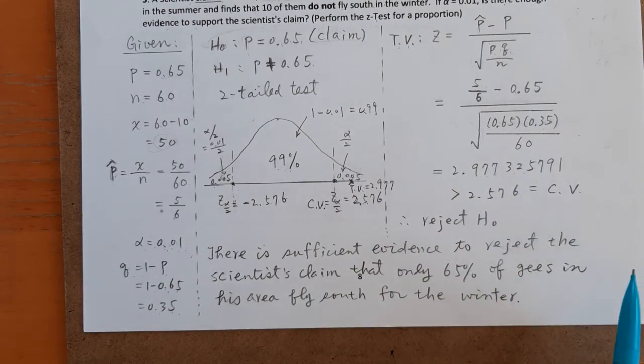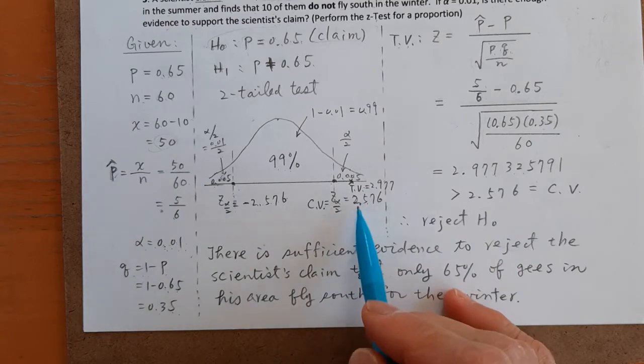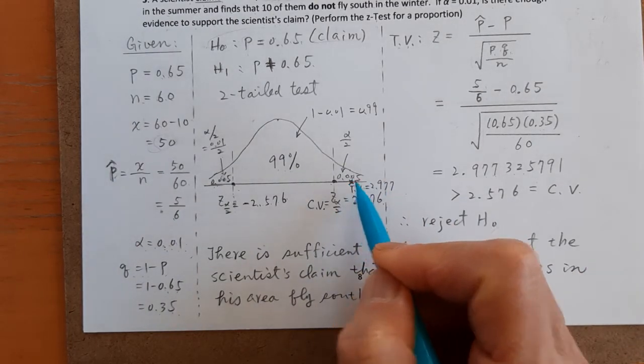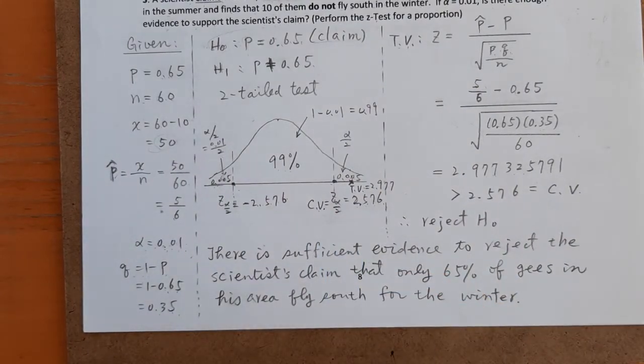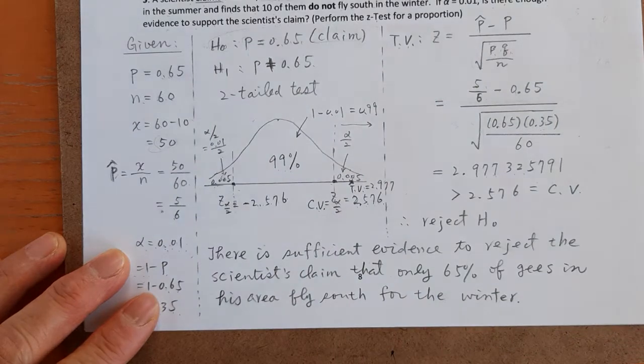2.97732. And this number is greater than the critical value, 2.576. So it's falling to the right of the critical value, falling in the rejection region, to the right.